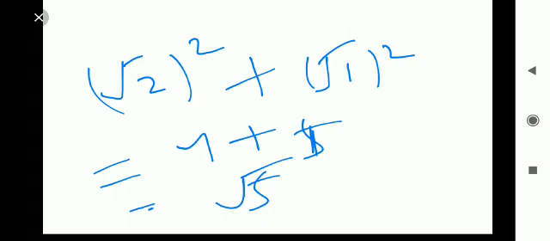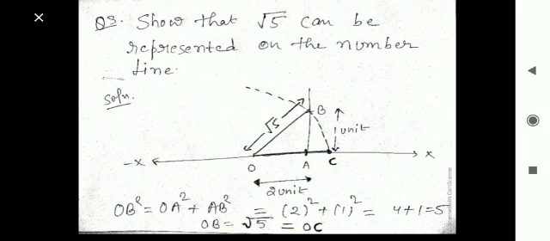So what does it mean? It means that one line will be of the value 2 and the other line will be of value 1. Okay. Now come to the question. So same here, we have taken one line for the value of 2 and the other line of the value of 1. So OA we have taken of 2 unit, and then AB we have taken of 1 unit, because 2 square and 1 square will make 5. Now after this step we have joined that line OB. So this OB will be the value root 5.